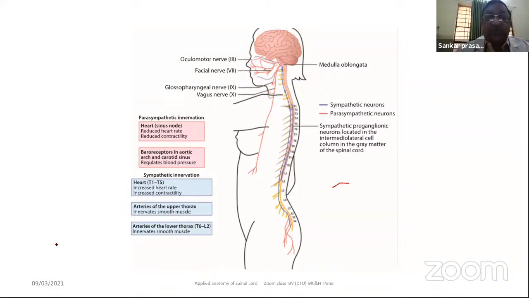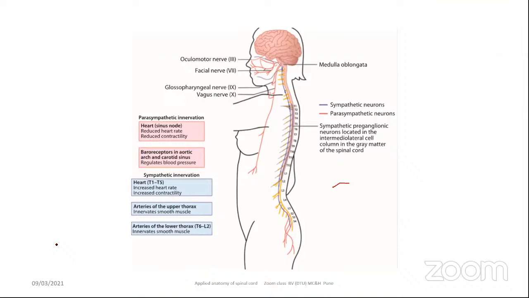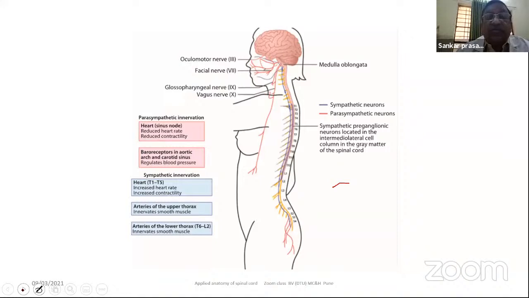So the sympathetic and parasympathetic neurons also supply various organs from the spinal cord. So that's the diagram which I'm trying to show you. Then we'll discuss more about this later. Right. Okay.